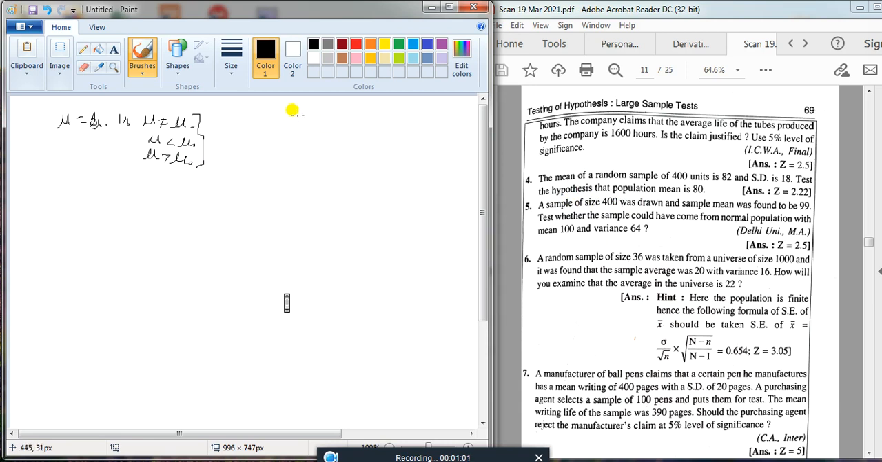So sample size is what? N is equal to 400. Now the sample mean was found. Sample mean, x bar, is found to be 99. Now what do we need to test? Test whether the sample could have come from the normal distribution with mean 100.